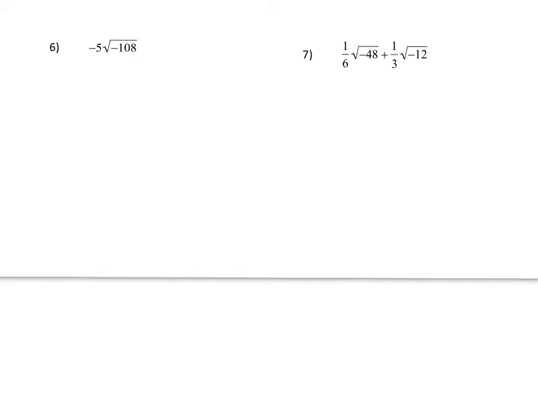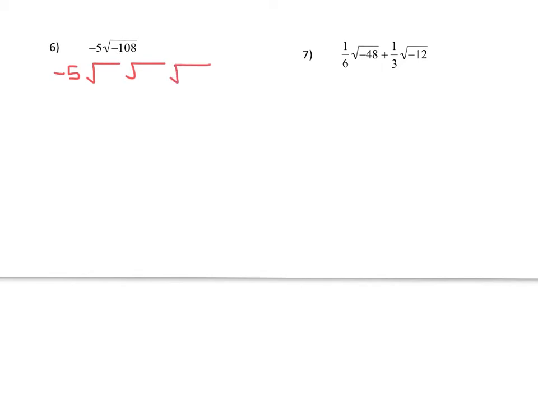Okay, so with number 6, I'm going to take this -5 that's on the outside of the radical and bring that down. And since, I'm going to say positive 108 for a minute, since positive 108 is not a perfect square, we know we're going to need 2 radicals to separate that. And then we're also going to need a third radical to take care of this negative sign.